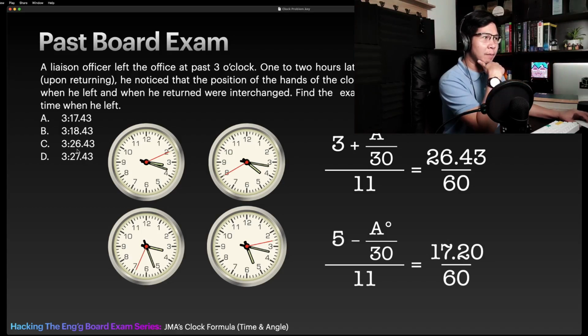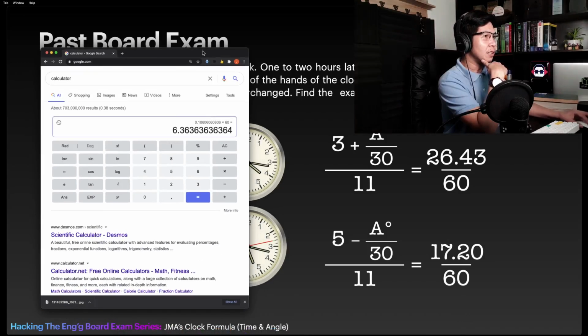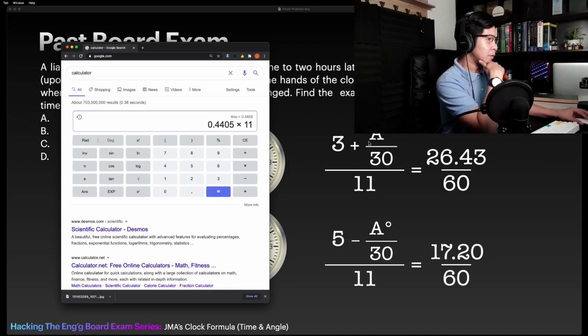We have two choices left, 3:26 and 3:27. Subukan natin yung 26.43 minutes. Since wala yung unknown yung angle natin, let's compute. Gamitin natin yung 26 minutes. Itong letter C, yung 26.43. Compute ngayon natin. So, 26.43 divided by 60 to convert that into hours. And then, we multiply this by 11. And then, we perform this one.